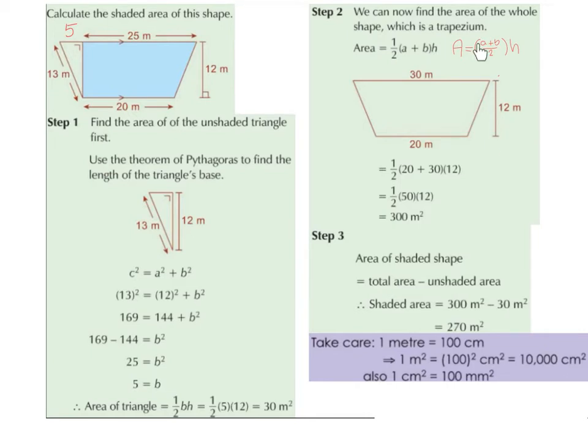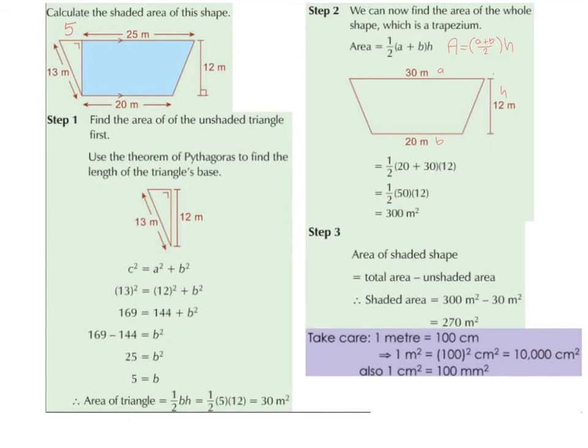So it's going to be a plus b. So 30 plus 20. 30 can be labelled as a, 20 can be labelled as b. So 30 is a, 20 is b, and the height is 12. So using this formula, it's a half times 20 plus 30 times 12. 20 plus 30 is 50, and 50 times 12 is 600, and half of 600 is 300 meters squared.